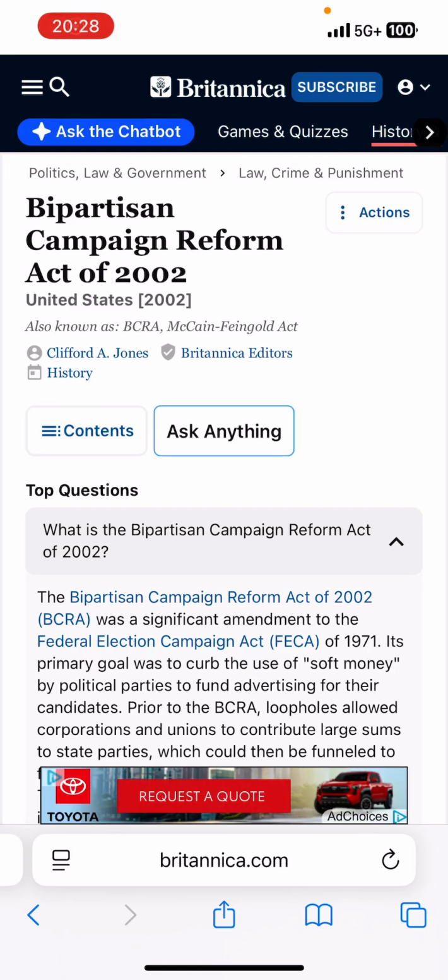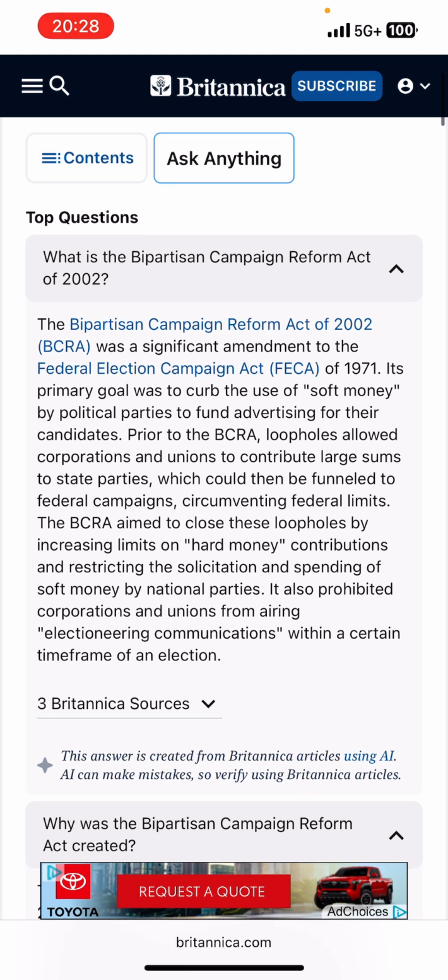Continuing our education on the FEC and election results and rules. Reading from Britannica, the Bipartisan Campaign Reform Act of 2002, that's 24 years ago. The BCRA. What is the BCRA? The Bipartisan Campaign Reform Act of 2002 was a significant amendment to the Federal Election Campaign Act of 1971.